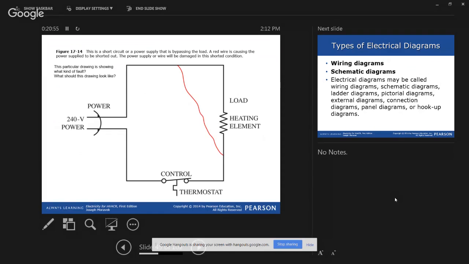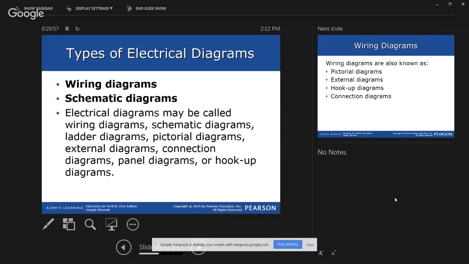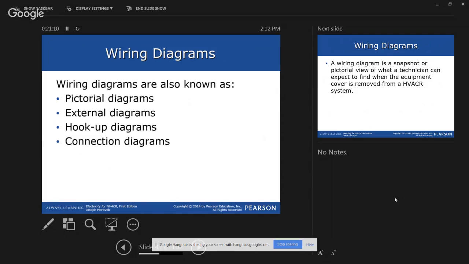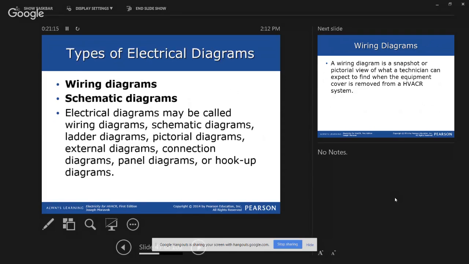Yeah. Wiring diagrams and wiring schematics. Electrical diagrams may be called wiring diagrams, schematics, ladder diagrams, pictorial diagrams, external diagrams, connection diagrams, panel diagrams, or hookup diagrams. Wiring diagrams are also known as pictorial, external, hookup. Man, that is exactly the same thing that we just saw there.